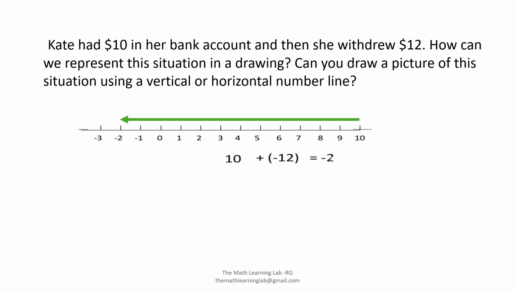Let's represent the situations on the number line. Kate had $10 in her bank account and she withdrew $12. How can we represent this situation in a drawing? You have to draw a number line and explain whether you are in debt or you have some amount. She has $10 in her bank account and she withdrew 12. So we go 12 spaces to the left of 10 and you will land at minus 2, as you can see on my number line. So she has a debt of $2.